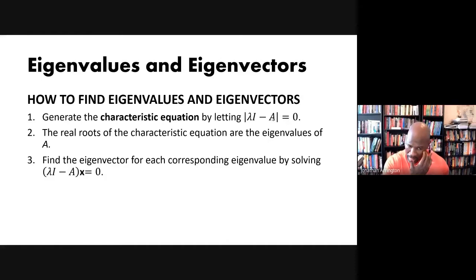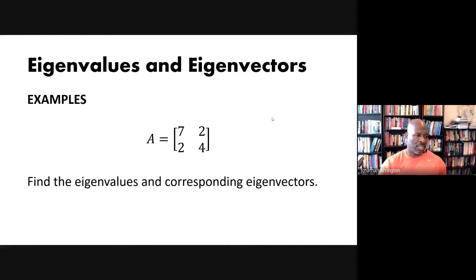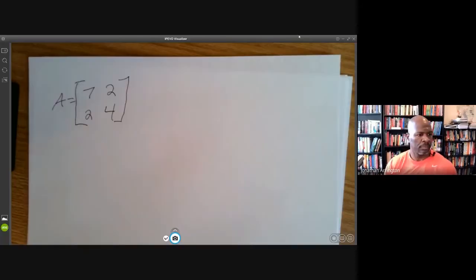So that's the rules. It may not be as lucid as it needs to be, just reading it off, but I guarantee you, as we do some examples, it should become quite clear. So let's go ahead and look at some examples. Here's our first example. The matrix A is 7, 2, 2, 4, and we're going to find the eigenvalues and the corresponding eigenvectors for this particular matrix A.